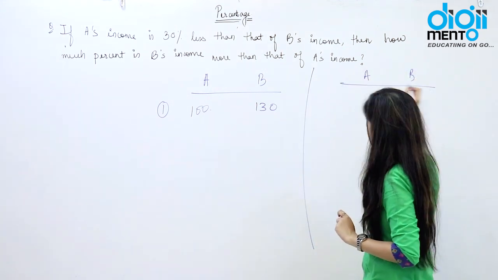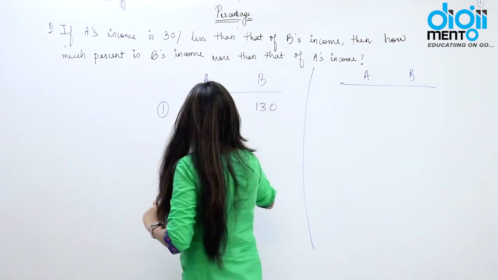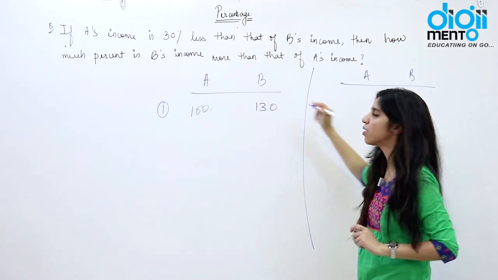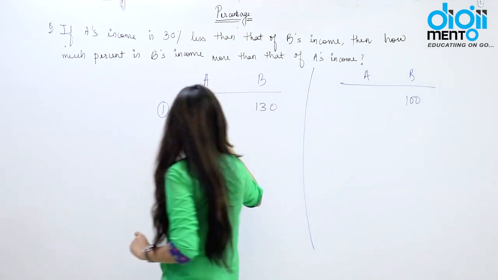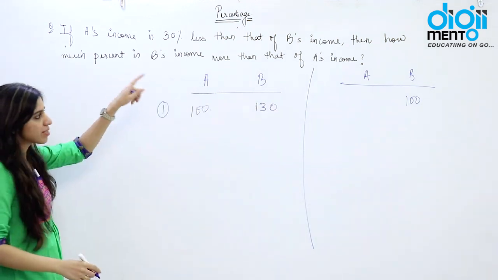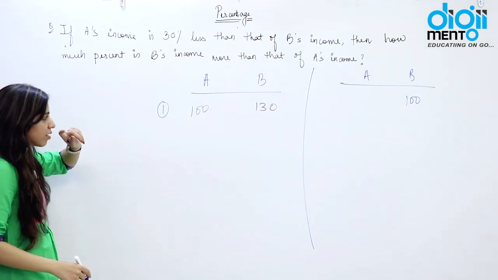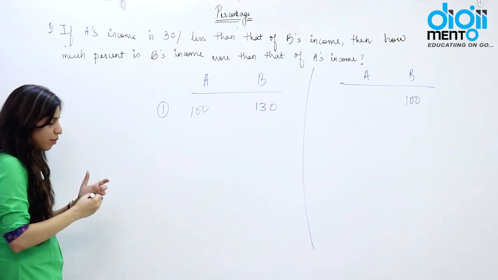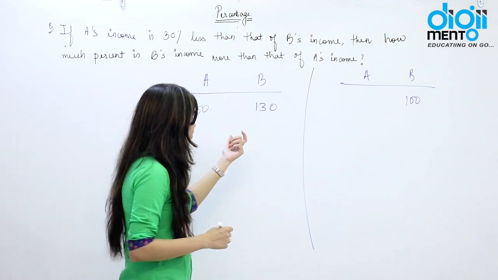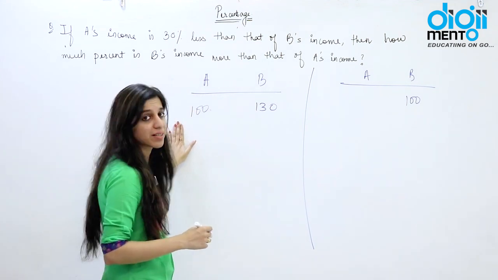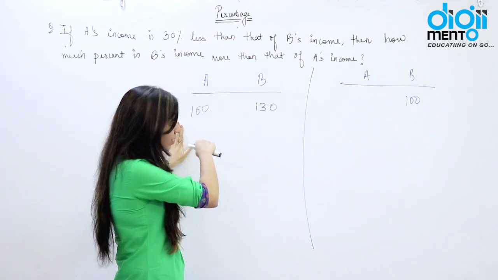The other way would be, what can the other possibility be? I assume that the income of B was 100 rupees. If the income of B was 100 rupees, what would have been A's income? 30% less than that of B. One more thing that I would conclude here: I'll just tell you why this method is going to be wrong. Thinking like this is wrong.